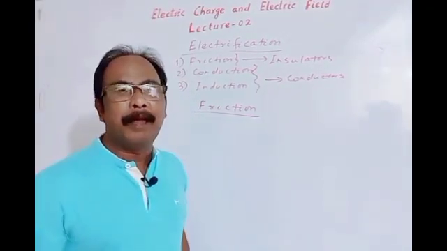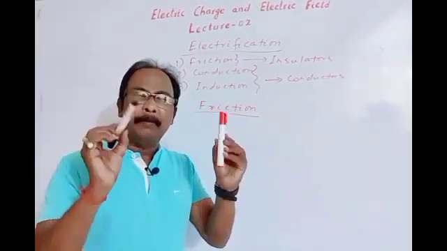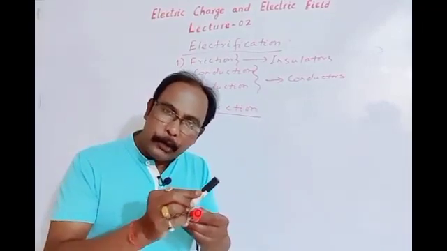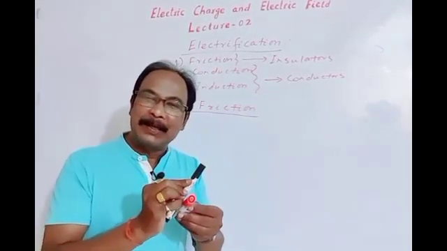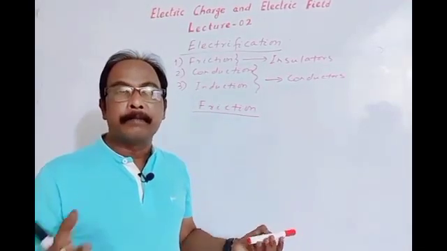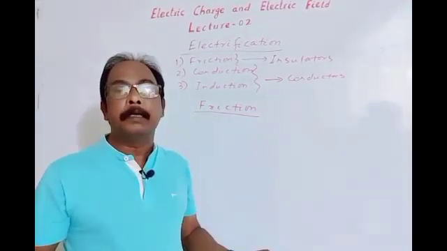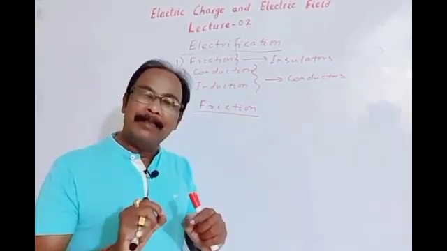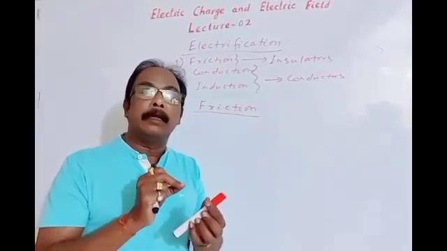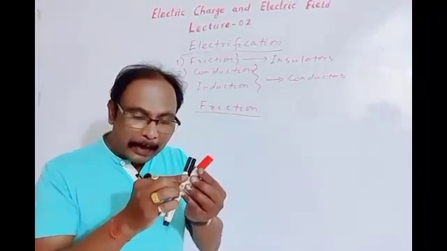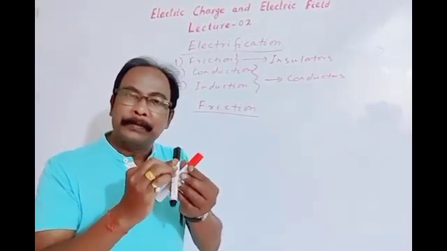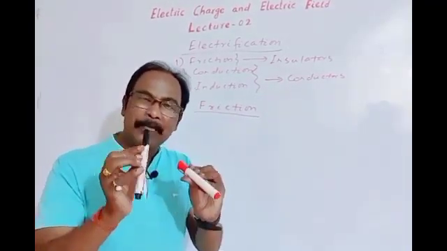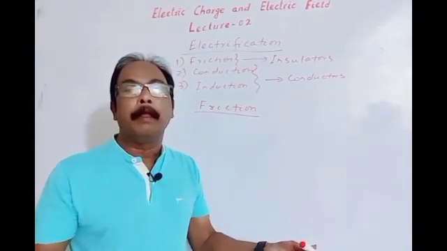So what is the mechanism behind frictional electrification? If two different bodies are rubbed against each other, due to friction on the surfaces, energy is lost. You know it? Energy is lost. And the loss of energy appears in the form of heat, or is converted to thermal energy. That thermal energy helps in transferring the electrons from one body to another body at the point of contact, when two bodies are rubbed against each other.